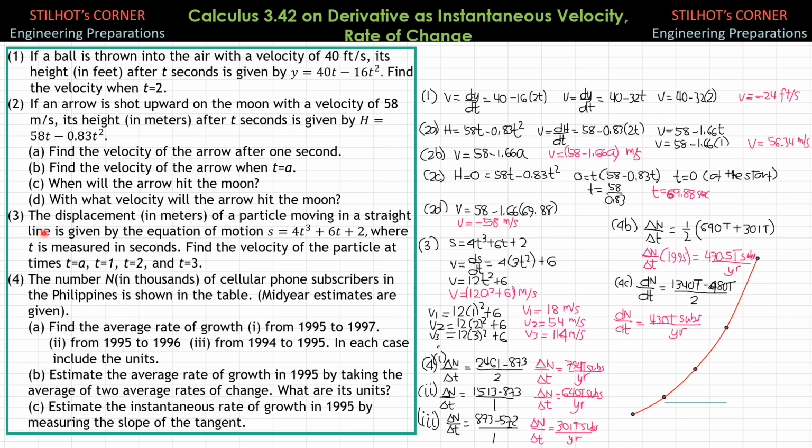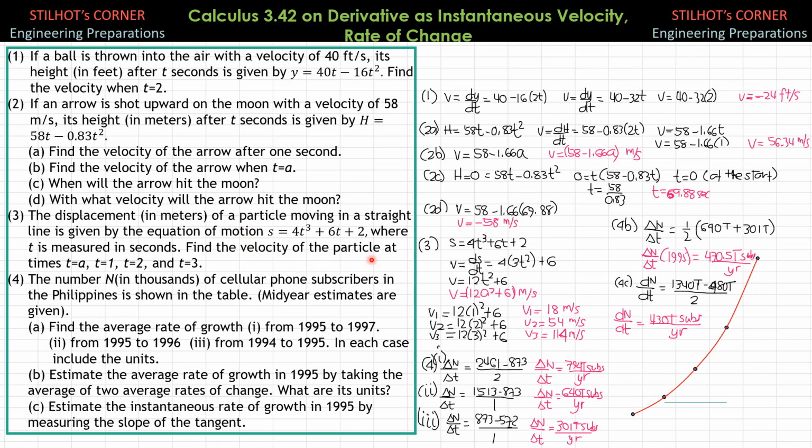Problem 3, the displacement in meters of a particle moving in a straight line is given by the equation of motion s equals 4t cubed plus 6t plus 2, where t is measured in seconds.